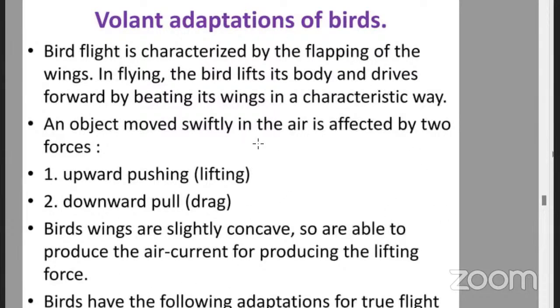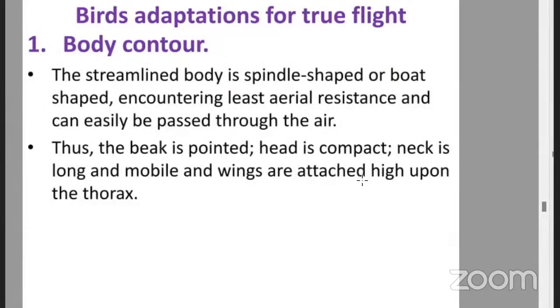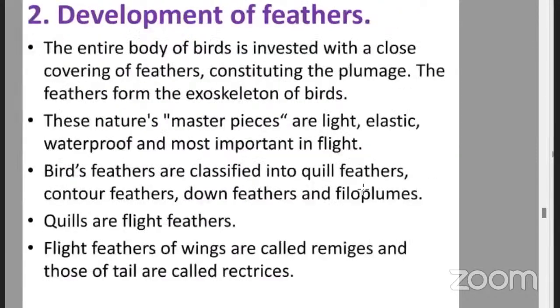So there's this upward pushing or lifting and the downward pull or the drag. And different kinds of adaptations are there. That is the body shape, which is spindle shaped or boat shaped, so that you don't have a lot of air resistance. Then you have the pointed beak. Neck is long, mobile. Wings are attached high from the thorax, in fact.